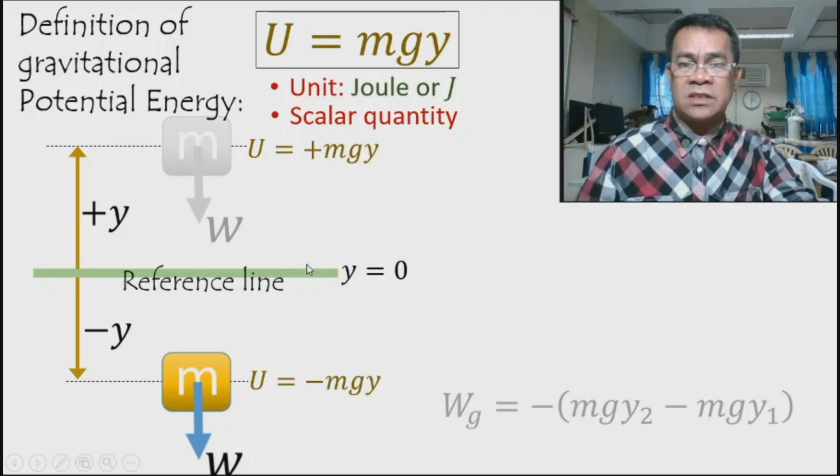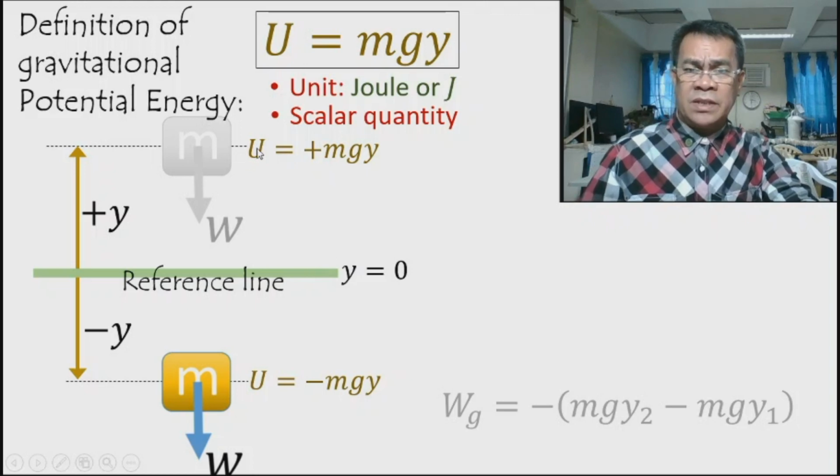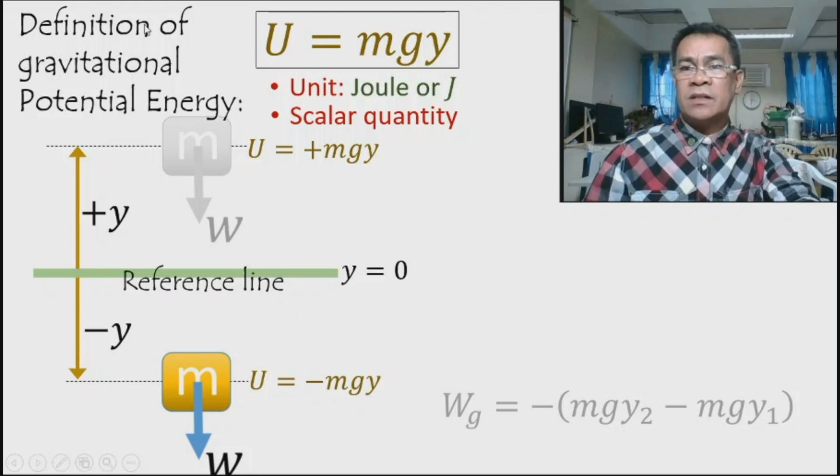Another thing is, if we have positive energy, it means that when you release it, the energy keeps on decreasing in magnitude. While negative energy means the energy keeps on increasing in magnitude, but with a negative sign. Okay, so that's it for the definition of the gravitational potential energy.